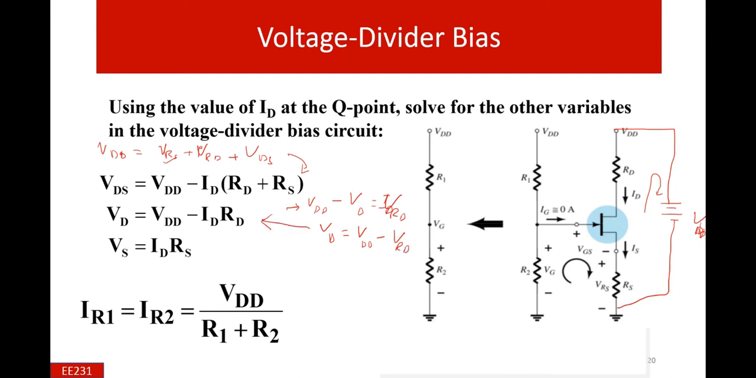And the last point is that VS minus 0 is equal to the voltage drop across the resistor RS, and this is a simple situation. The same current flows through R1 and R2, and simply we can find it by using Ohm's law, VDD over the sum of their resistances. These four relations we can derive easily from this circuit.